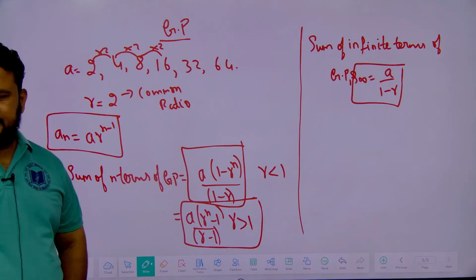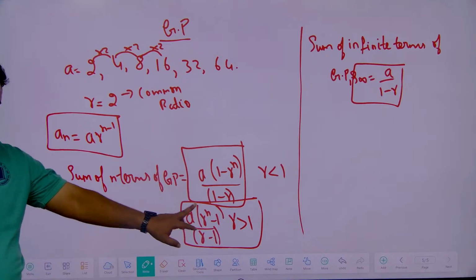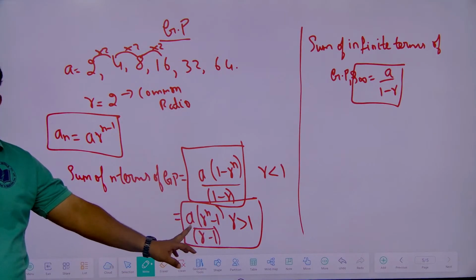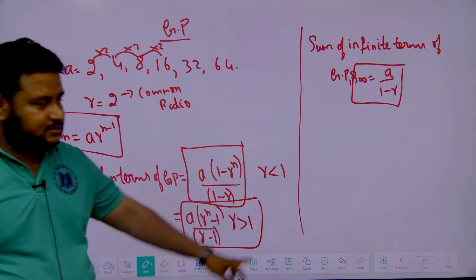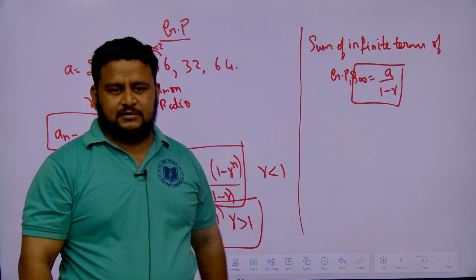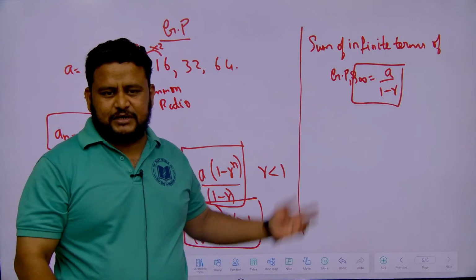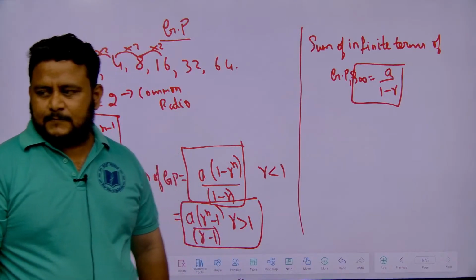So what we learned, n terms of a GP is given by A into R to the power of n minus 1. Sum of n terms is given by A into 1 minus R to the power of n by 1 minus R if R is less than 1. If R is greater than 1, it is reverse, R to the power of n minus 1 by R minus 1. But if it is infinite terms, this will only come in your exam. Infinite terms is given means A by 1 minus R. They will give infinite resistors, infinite capacitance. That time you can use this formula. Clear?